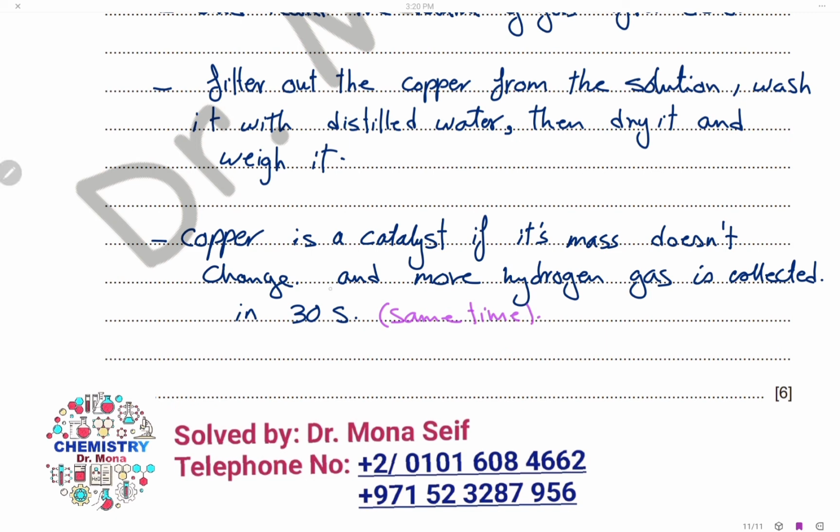And if copper produces more hydrogen gas in the second experiment, that means more hydrogen gas is collected in 30 seconds in the presence of copper. That means copper increases the rate of reaction and it remains unchanged at the end. Copper can be used as a catalyst for this reaction.